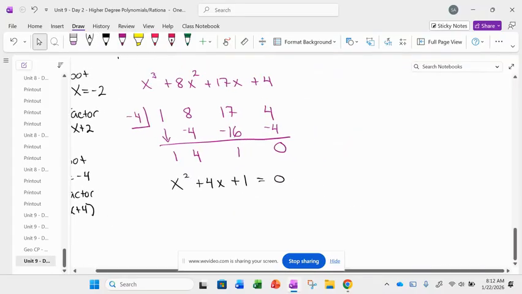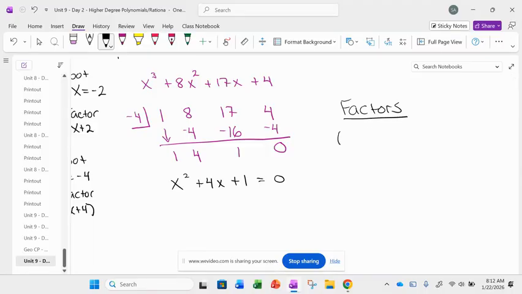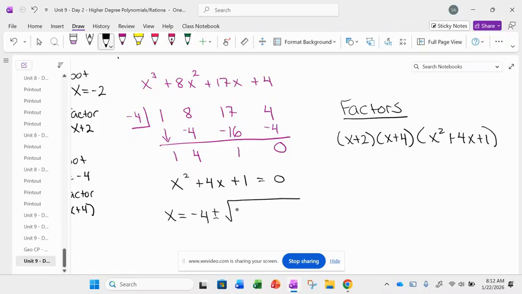Since I cannot factor this any further, when I ask for the factors, our factors are going to be x plus 2, x plus 4, and then this whole trinomial, x squared plus 4x plus 1, since I cannot factor that any further. But I still need the solutions that go with x squared plus 4x plus 1. And since I can't factor it, what should I use? The quadratic formula. So now we're going to have x is equal to -b plus or minus the square root of b squared minus 4ac all over 2a.